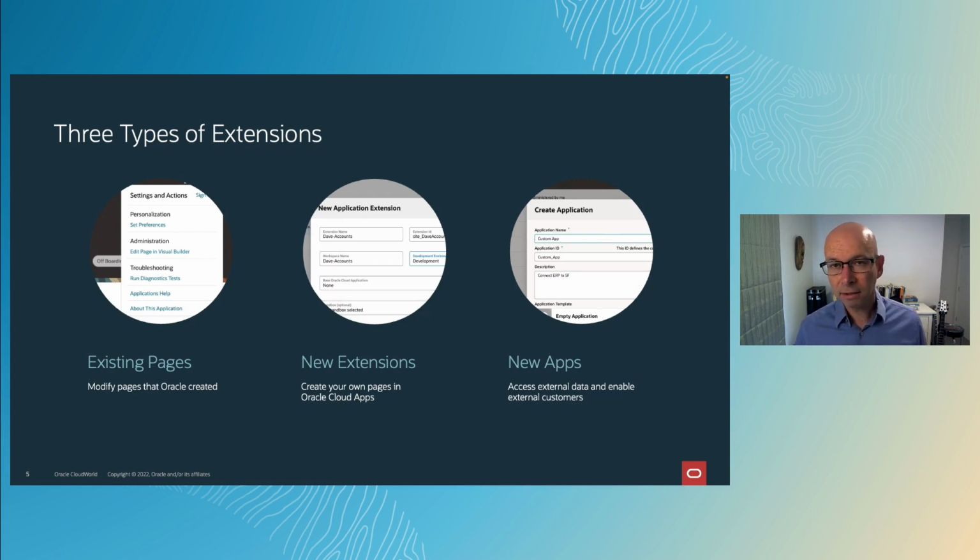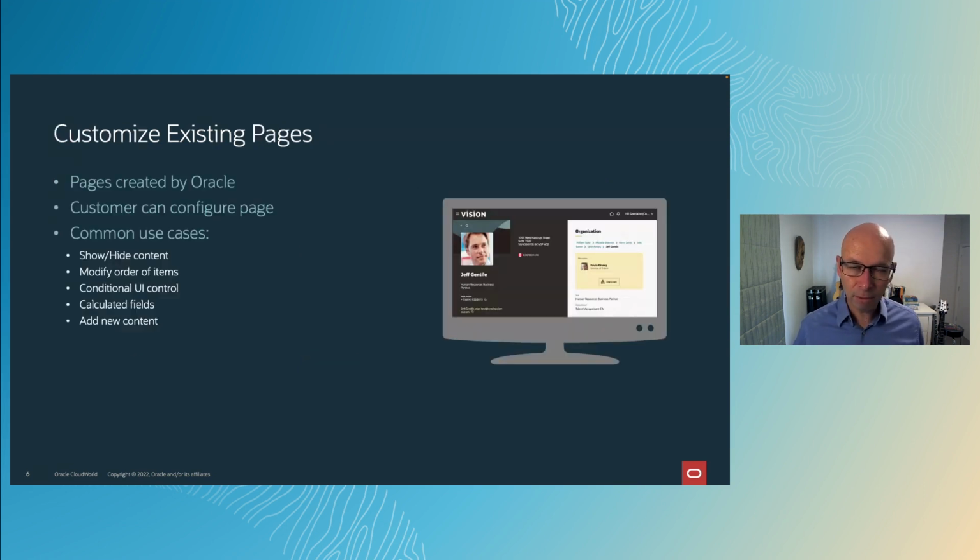And the third scenario is where you want to create bespoke new applications. So applications that address specific business needs might not need to be specifically part of Oracle Cloud Application overall menuing system, might need to access external data sources, and might need to be accessed by external customers. So those are the 3 levels of extensions that you might want to think about. And let's talk about each one of them in more detail and show you how to create those.